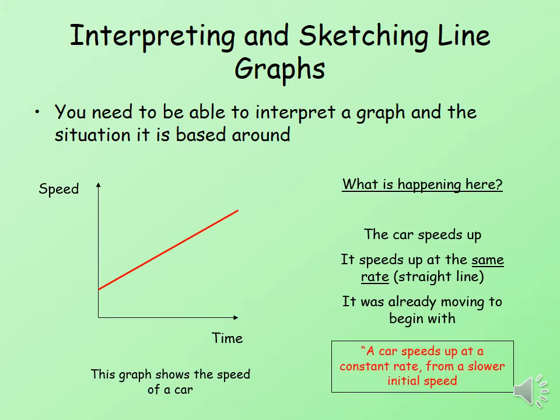Okay, so the final statement that I would put on something like this is: a car speeds up at a constant rate from a slower initial speed. So as time goes on, it gets faster and faster, and you must try and use those keywords there. So speeds up and initial speed, and speed is really what it's all about. So you must mention what the variable is, and if we have the numbers and the scale, then quote some examples from that.